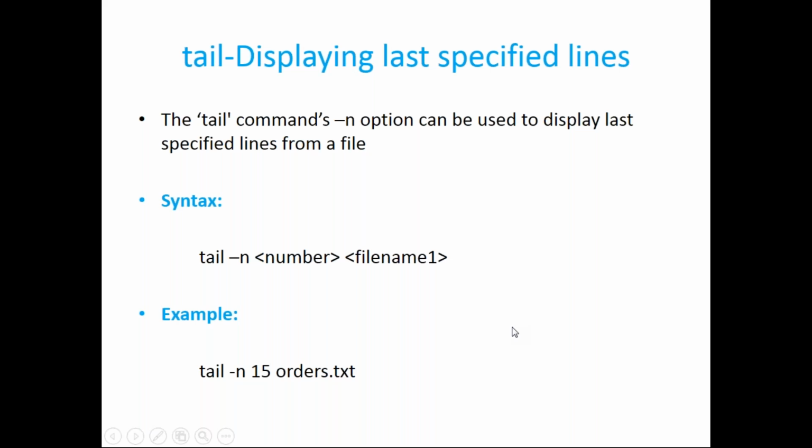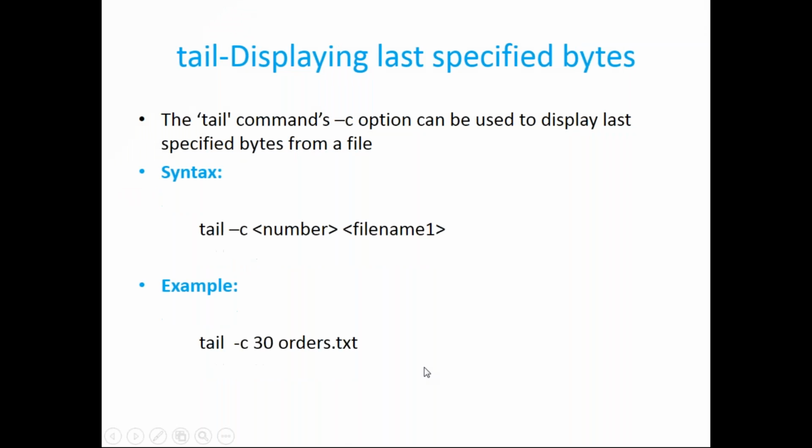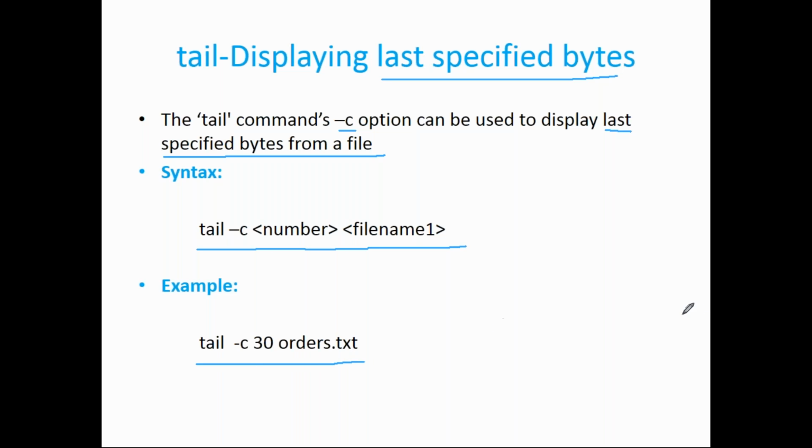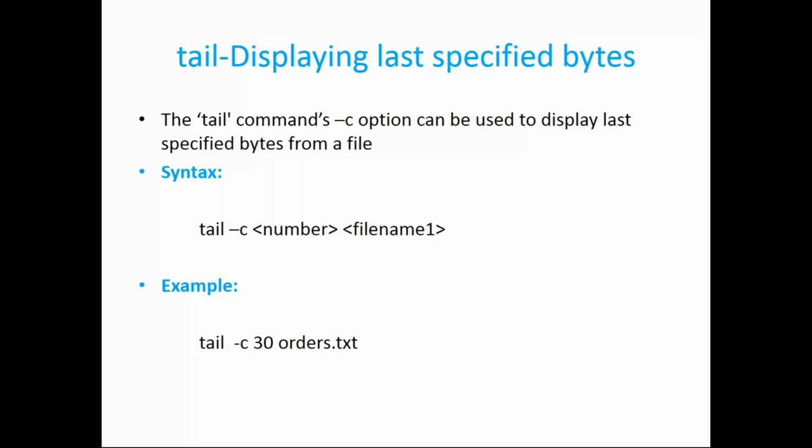Then the next option in tail will be -n, which is similar to -n in head. It will display the specified number of lines from a file. As of now it is displaying only 10 lines by default from the end. If you use -n 15, it will display the last 15 lines. As we have seen the -c option with head, we can use the -c option with tail as well. It will display that many bytes from the end of the file. The syntax is similar: tail space -c space number and then the file name. Let's try to see the hands-on part for it.